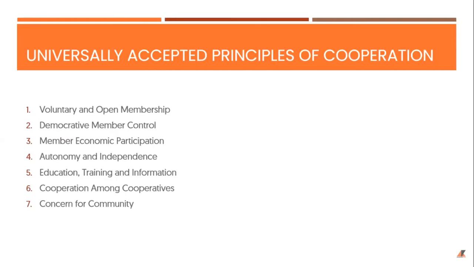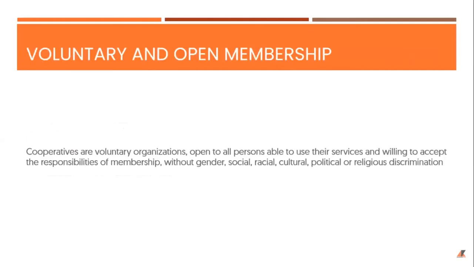So, what do these mean? Let's begin with number 1, voluntary and open membership. This specific principle says that cooperatives are voluntary organizations and they are open to all persons able to use their services and willing to accept the responsibilities of membership without gender, social, racial, cultural, political, or religious discrimination. So it is very clear that it is open to everyone as long as you share a common bond of interest, right?